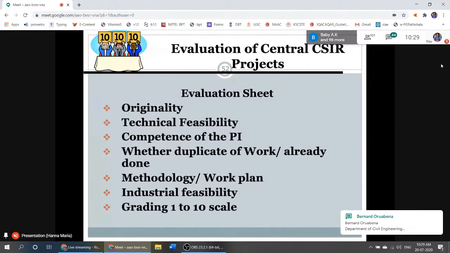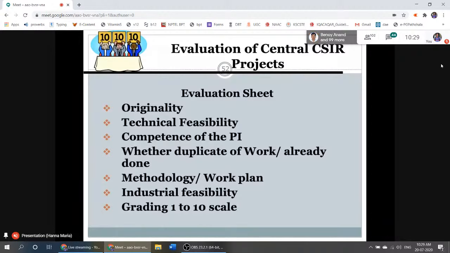Evaluation sheet of CSIR. They ask for originality of the project, whether the project is original, technical feasibility, competence of the PI, whether duplicate of work or already done. So I always look at the literature, whether this has already been done. Is the methodology correct? Is the work plan correct? CSIR always look at the industry feasibility, whether this work could be scaled up. Look at the grading, 1 to 10. 10 is the top. Next one, please.